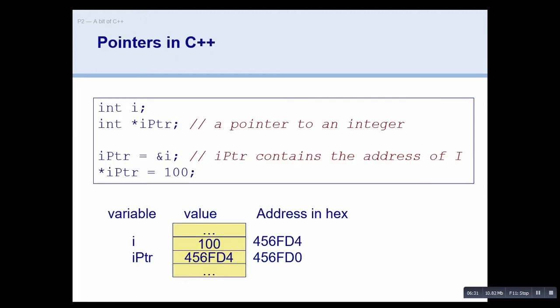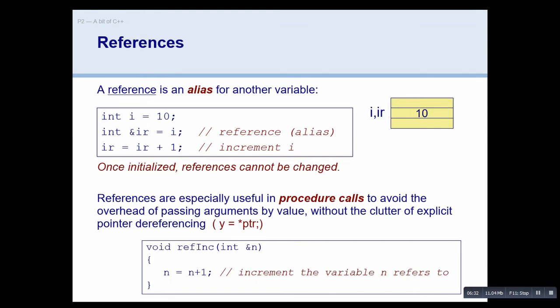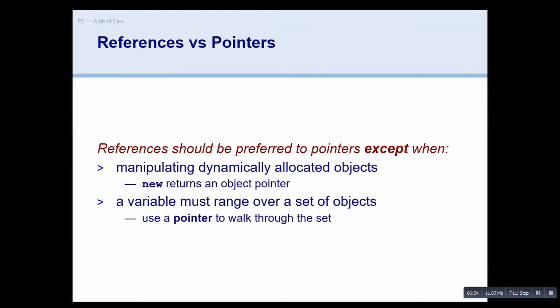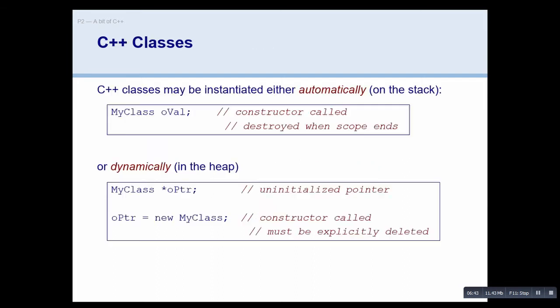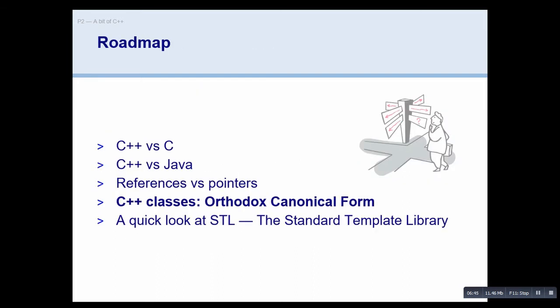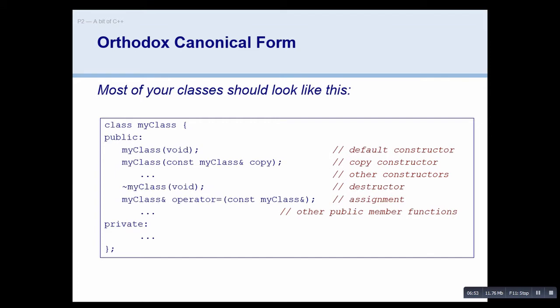A lot of things: manipulating dynamically allocated objects, new returns, and object pointers. The variable must range over a set of objects. Don't have concerns. We don't have to concern ourselves about these classes. I just want to give you a concept: what is C++ and how is it useful?